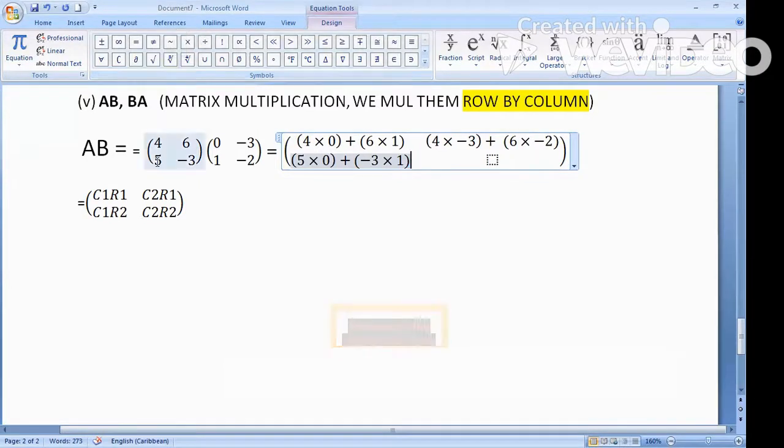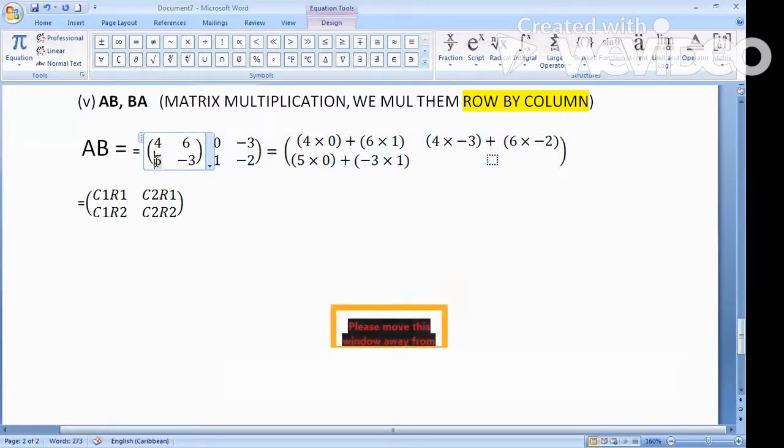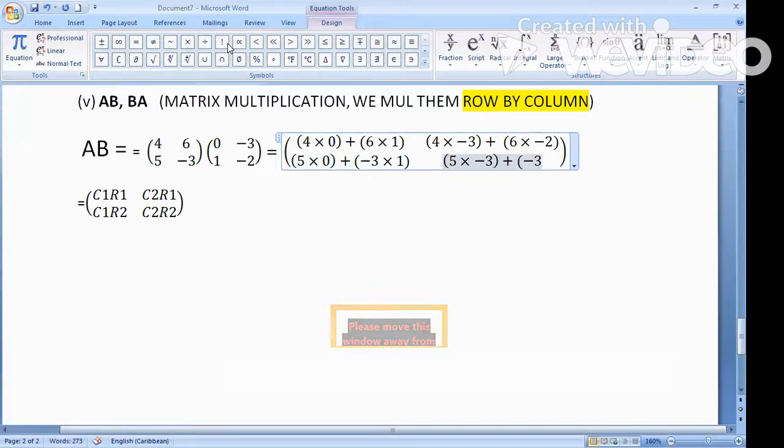You see that? So I'm using this row with the first column. And then now to get the last one, I'm going to use what? The second row with the second column. All right? So let me just finish it off. So it's going to be 5 multiplied by -3 plus -3 times -2. All right.